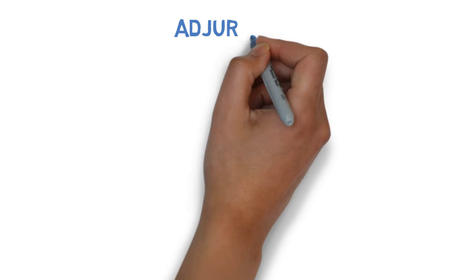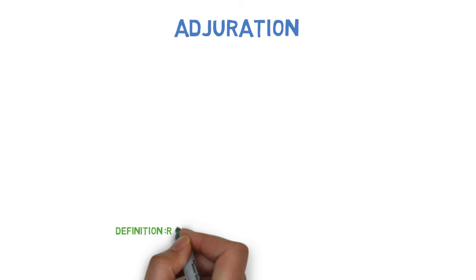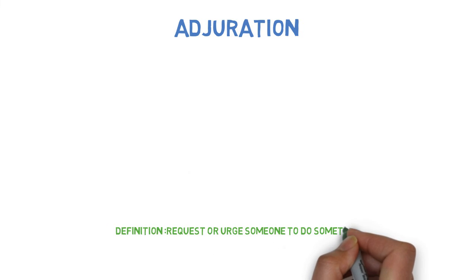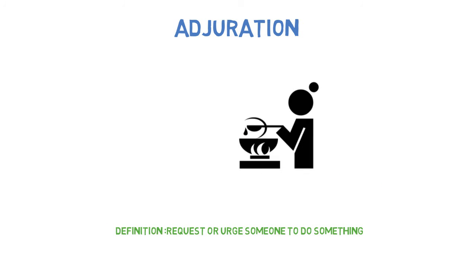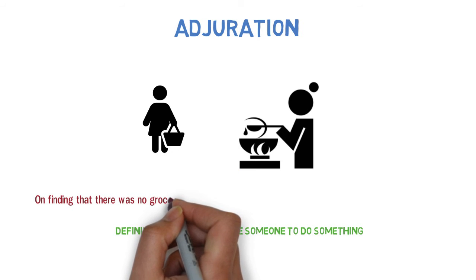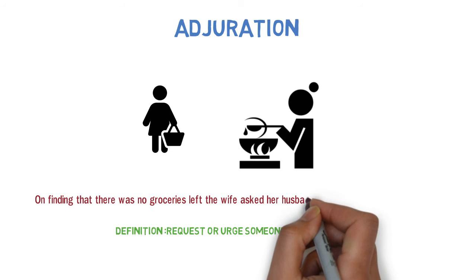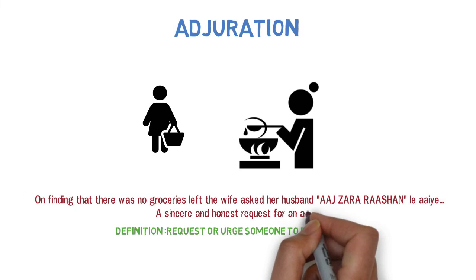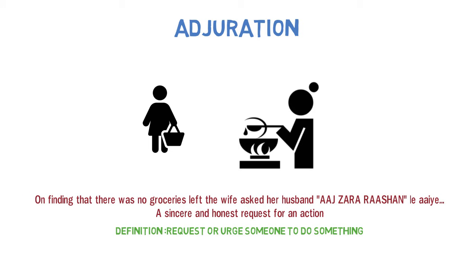Now adjuration. Definition of adjuration is request or urge someone to do something. The mnemonic which you can use here from the word adjuration is, on finding that there were no groceries left, the wife asked her husband, "Aaj zara ration le aiye." Okay, you can relate adjuration with "Aaj zara ration le aiye," a sincere and honest request for an action. Okay, here you can see the wife is cooking and she told her husband there is no grocery left in her kitchen and is requesting her husband to take groceries from the market.